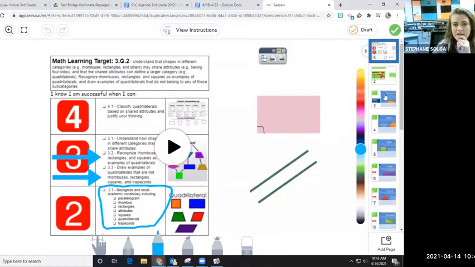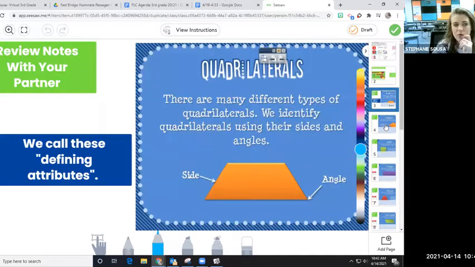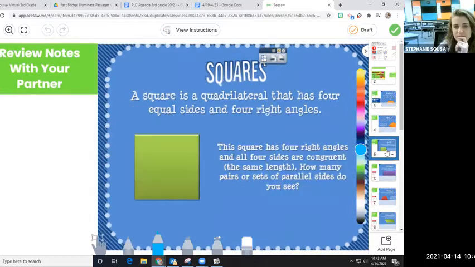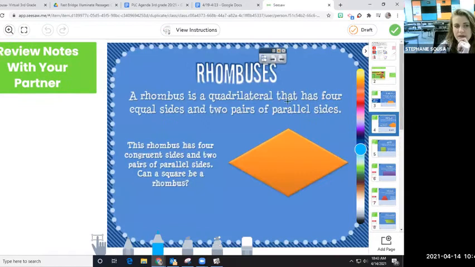Okay? Classifying quadrilaterals. We know that a quadrilateral has 4 sides and 4 angles. We took notes on a rhombus. A rhombus is a quadrilateral with 4 equal sides and 2 pairs of parallel sides. A square is a quadrilateral with 4 equal sides and 4 right angles. So a square can be a rhombus, but a rhombus might not be a square.